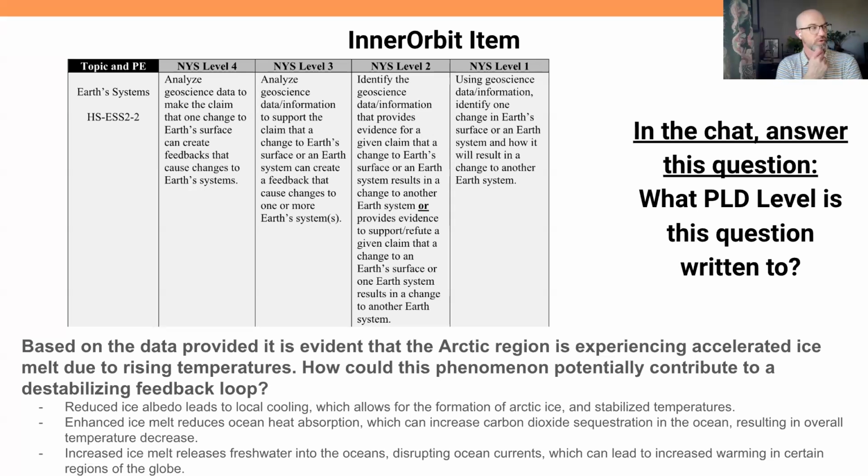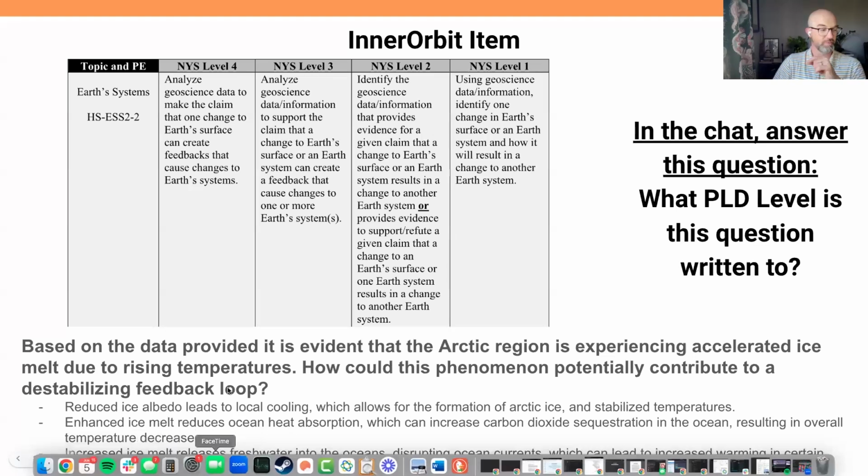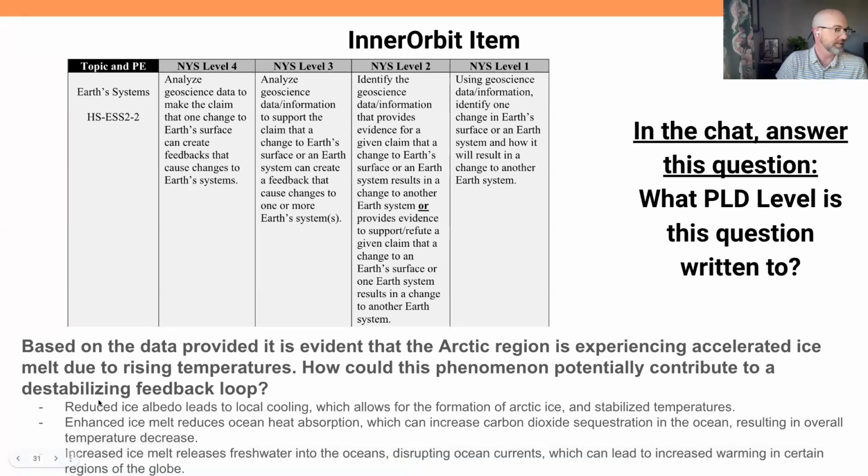If this is PLD level 4, I just want to state that if this is a free response question, I think it would definitely be PLD level 4. We'd see students would have to actually make a claim. My thoughts were that this was a PLD level 3, where they're analyzing geoscience data to support a claim. They're choosing one of the responses below to help support the claim that there is some change, like ice melt releases fresh water into the oceans, disrupting currents, which can lead to increased warming in certain regions of the globe. So in my mind, this is a PLD level 3, but I'd be interested in any evidence for a PLD level 4, because it's a multiple choice item, and that's why.